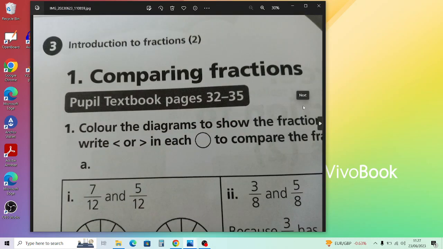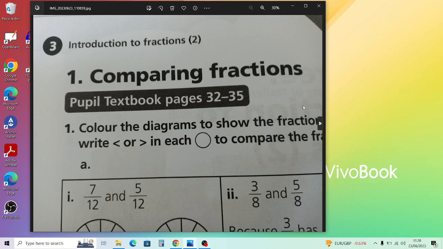Question number 1. Color the diagram to show the fractions, fill in the blanks and write less than or greater than in each of these circles to compare the fractions. So 7 out of 12 and 5 out of 12. Those circles would have 12 parts and you cover 7 of those, and for the other you cover 5, and then it should be straightforward which one is greater.